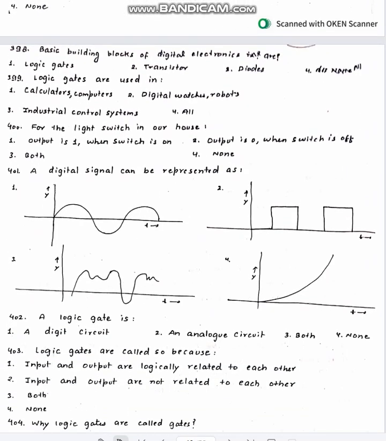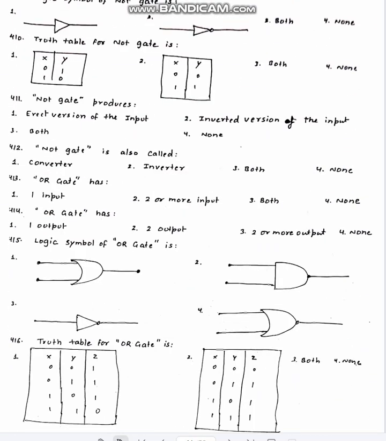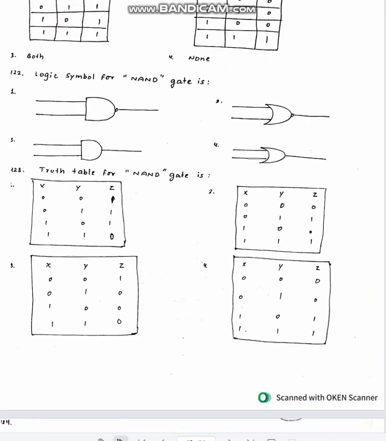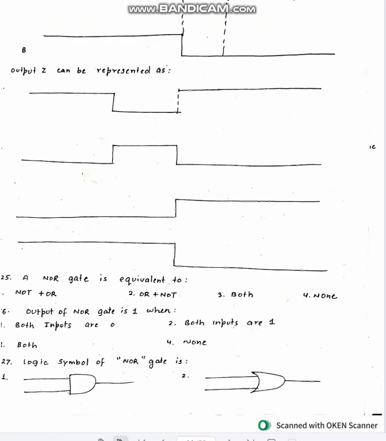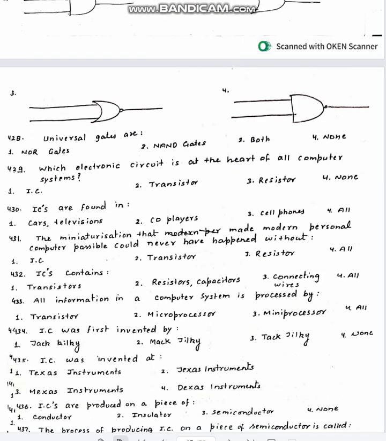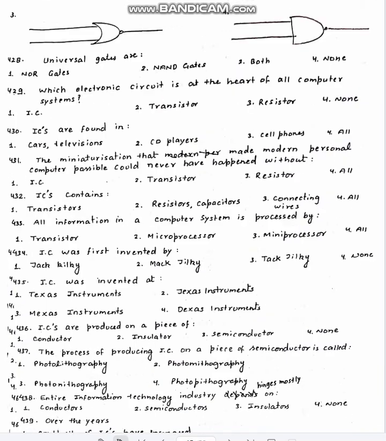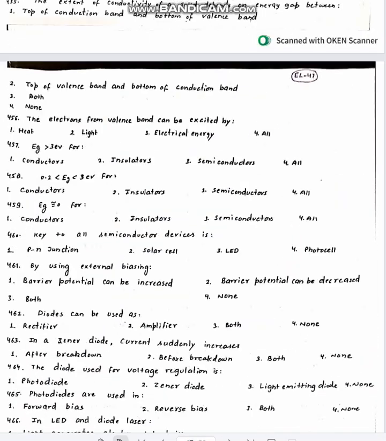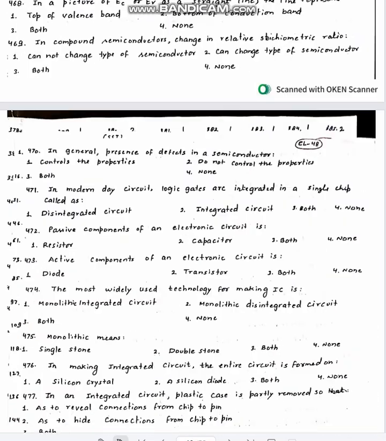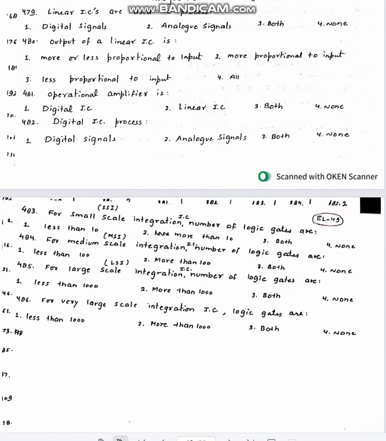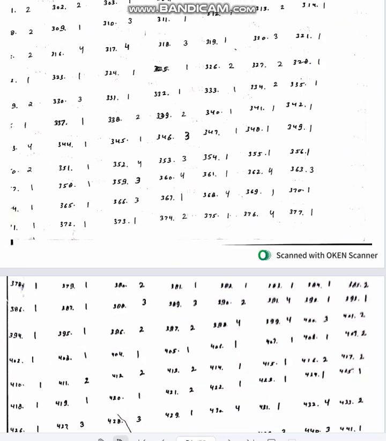Then we have digital signal representation, logic gates, different logic gates, their truth tables, and graphical questions on that. And there are certain graphical questions on logic gates, input-output based questions, NOR gate, logical symbol. Then there are certain questions on ICs, transistors. And there are questions on diodes, their use. There are questions on multi-integrated circuit, operational amplifier, digital amplifier. There are a total of 486 questions, and this is the answer key for that.